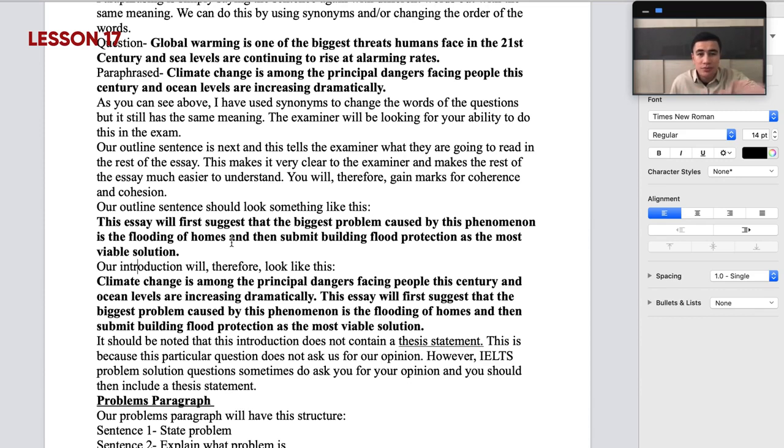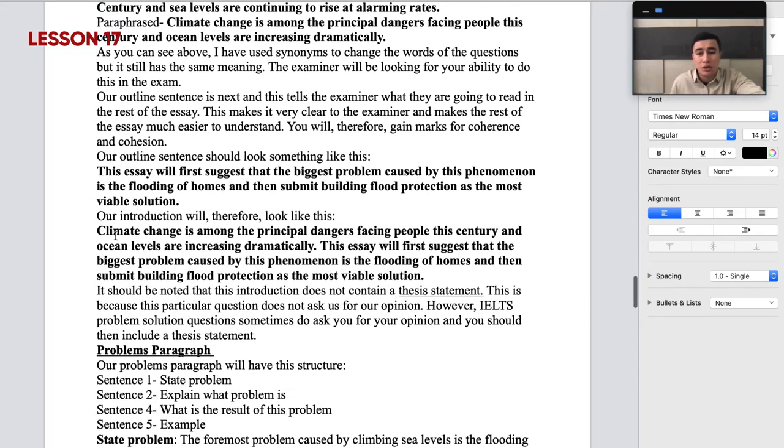So I hope it was clear, and our overall introduction is going to be: climate change is among the principal dangers facing people this century, and ocean levels are increasing dramatically. This essay will first suggest that the biggest problem caused by this phenomenon is the flooding of homes, and then submit building flood protection as the most viable solution. Okay?